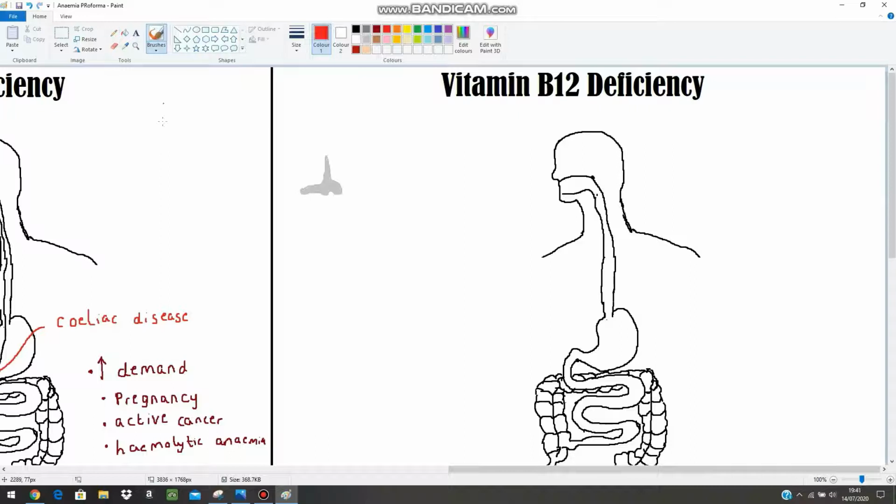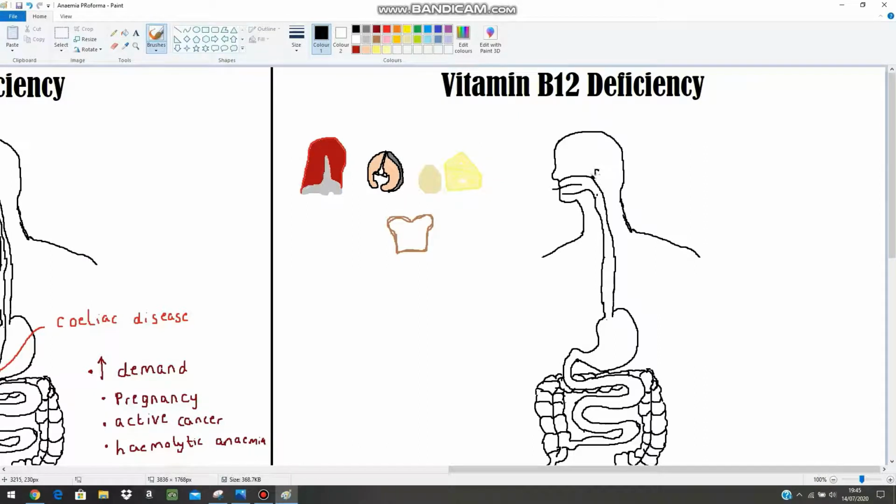Great, so now let's have a look at B12 deficiency. So where do we get B12? Well, we get B12 mainly from animal sources, so things like red meat, fishes like salmon, eggs, dairy products, and lastly, for vegans, fortified bread.